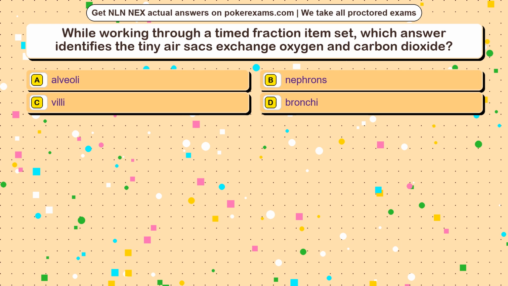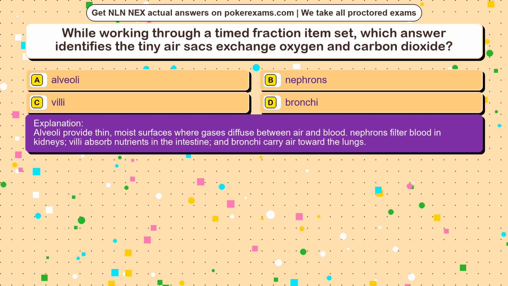The correct answer is option A. Alveoli provide thin, moist surfaces where gases diffuse between air and blood. Nephrons filter blood in kidneys, villi absorb nutrients in the intestine, and bronchi carry air toward the lungs.